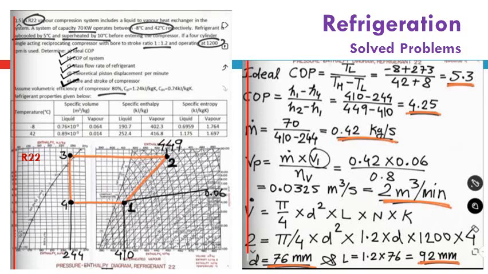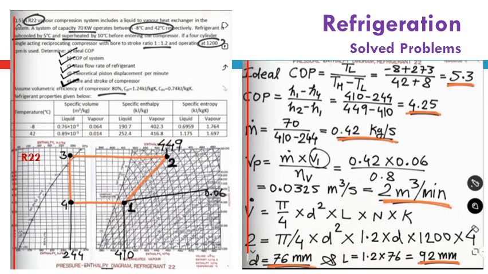So the equation is volume displacement equals pi over 4 multiplying by D squared, which corresponds to the area of the cylinder, multiplying by L, which indicates the stroke of the cylinder, multiplying by capital N, which indicates the speed in RPM, and K, the number of cylinders, which is given in this problem: a 4-cylinder compressor complete with 4 cylinders.